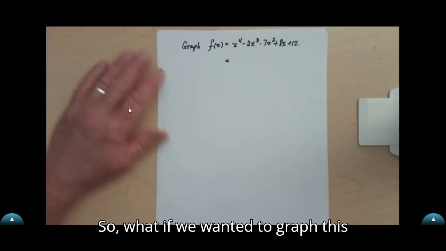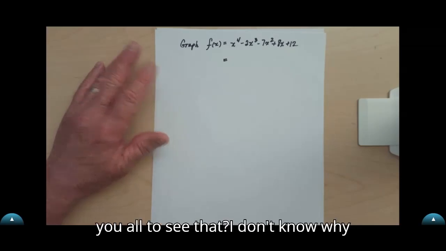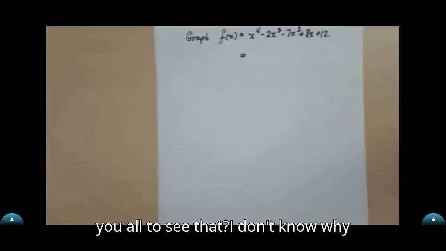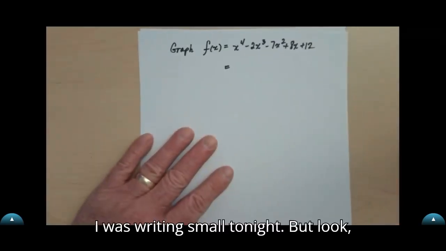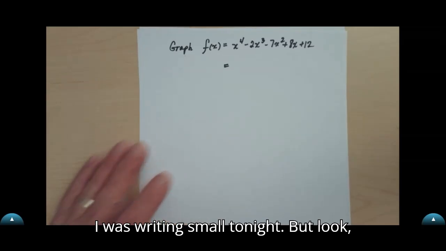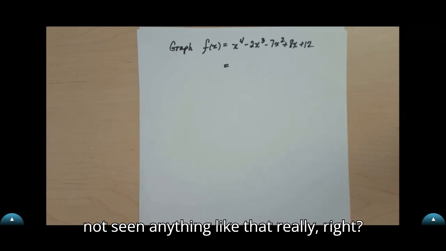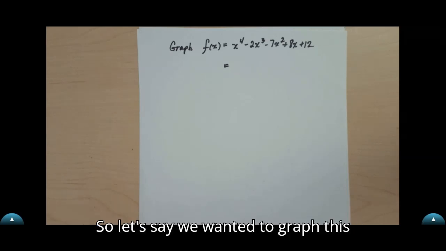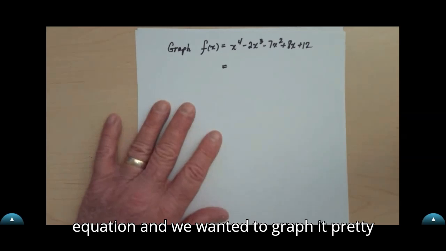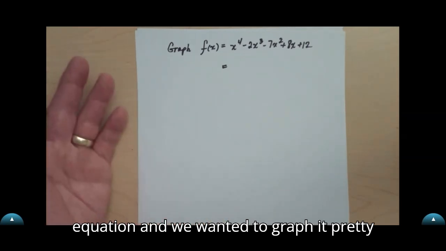So what if we wanted to graph this function? Is the writing big enough for y'all to see that? I need to zoom in a little bit on that. I don't know why I was writing small tonight. But look, that's a fourth degree function. We've not seen anything like that really, right? So let's say we wanted to graph this equation, and we wanted to graph it pretty accurately.